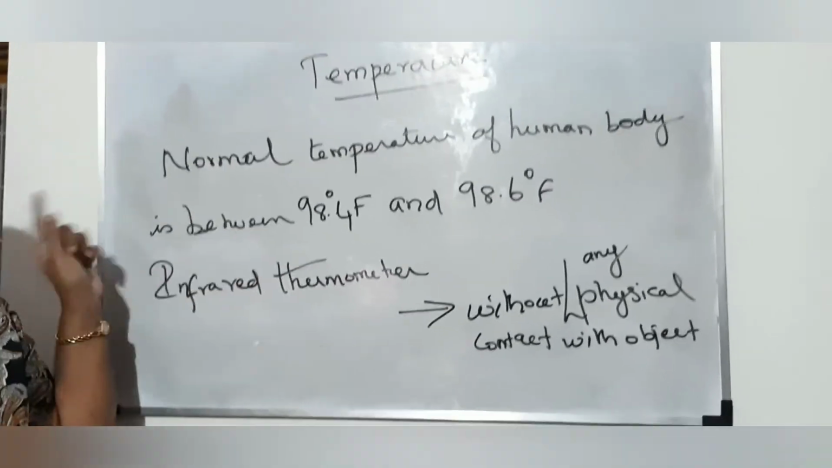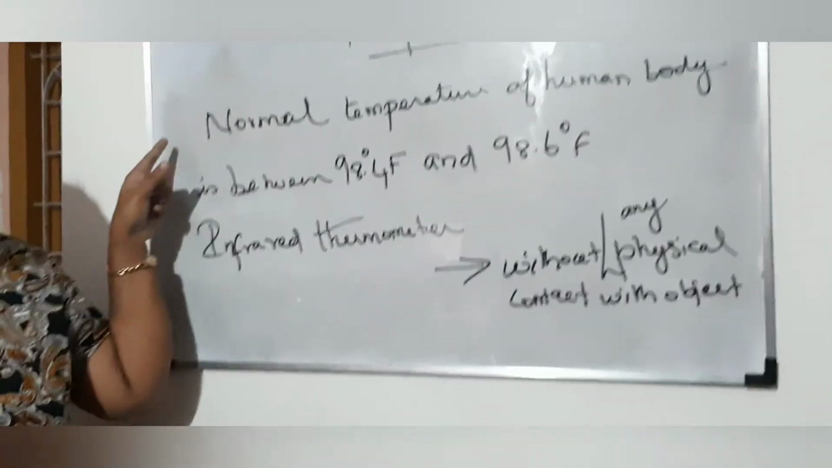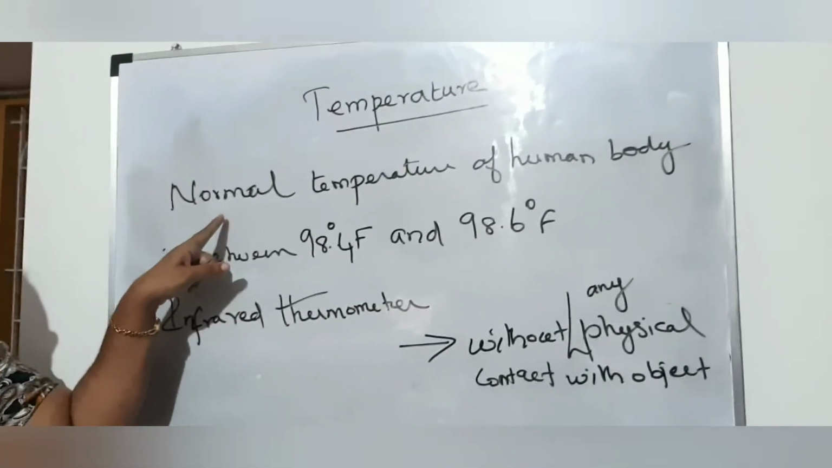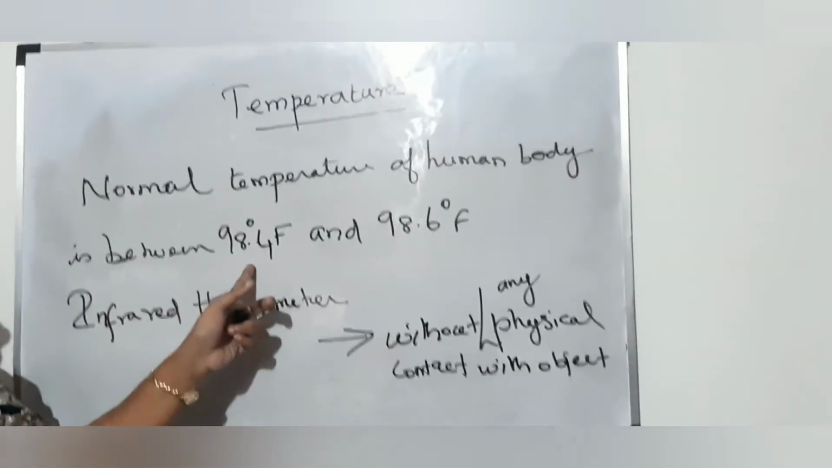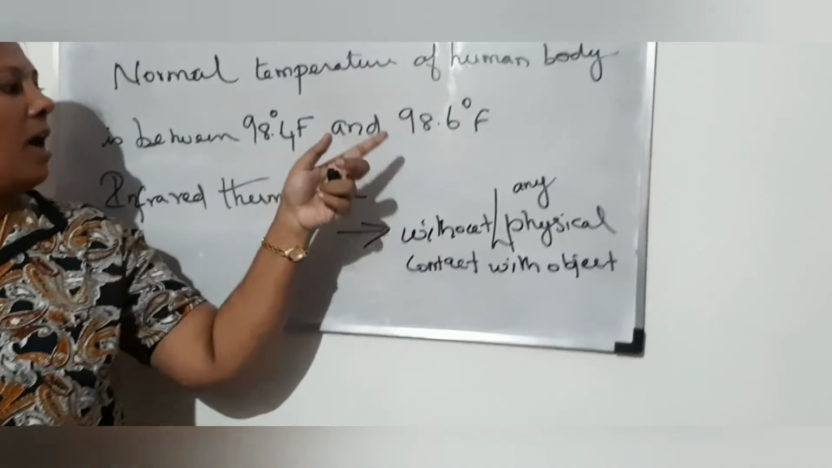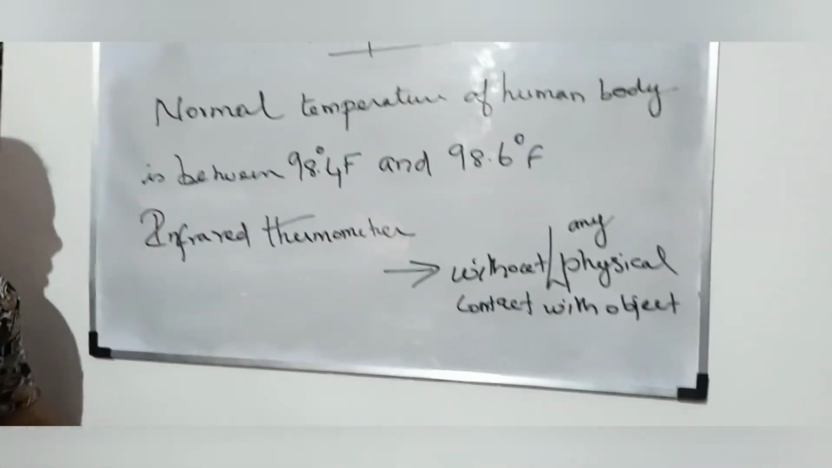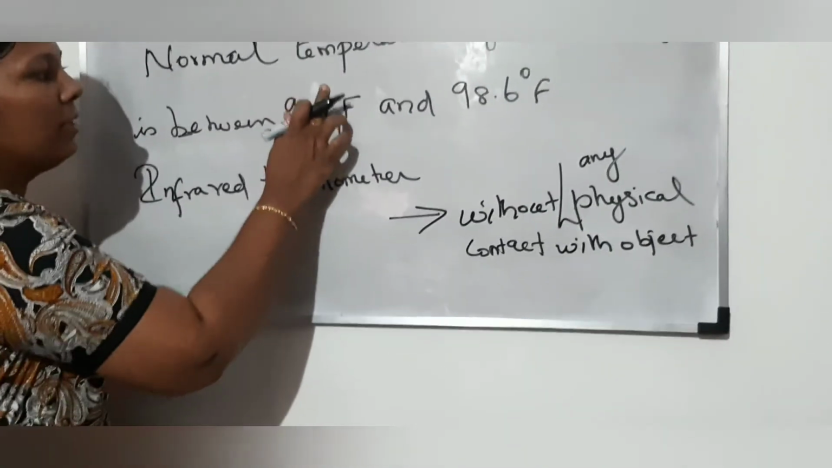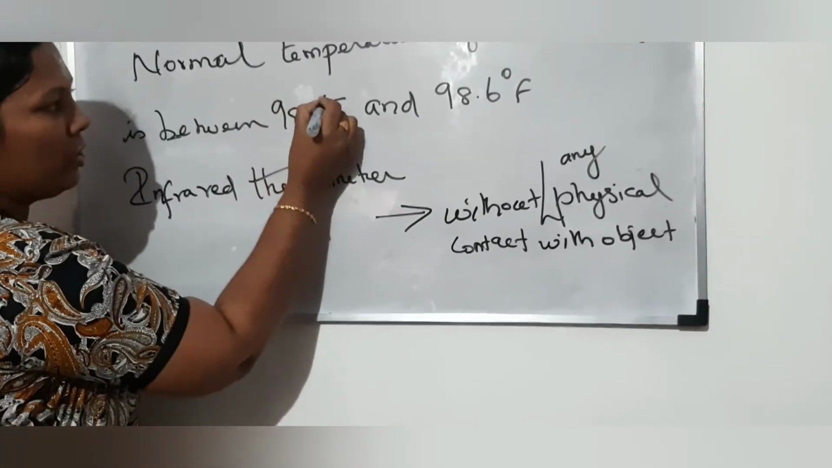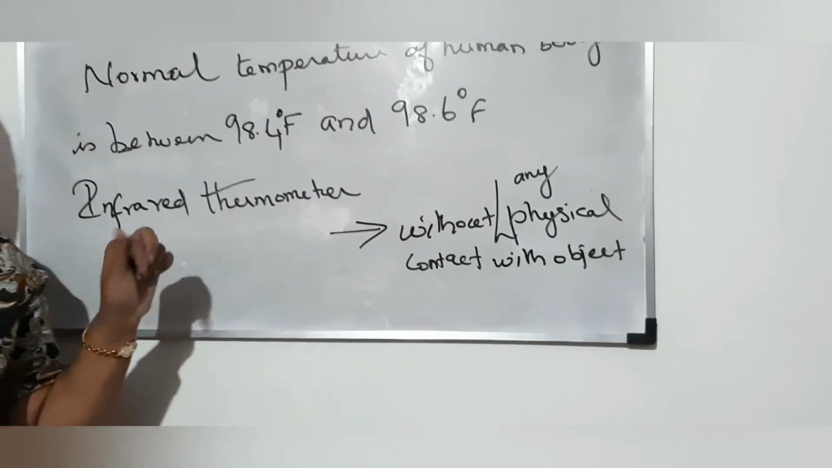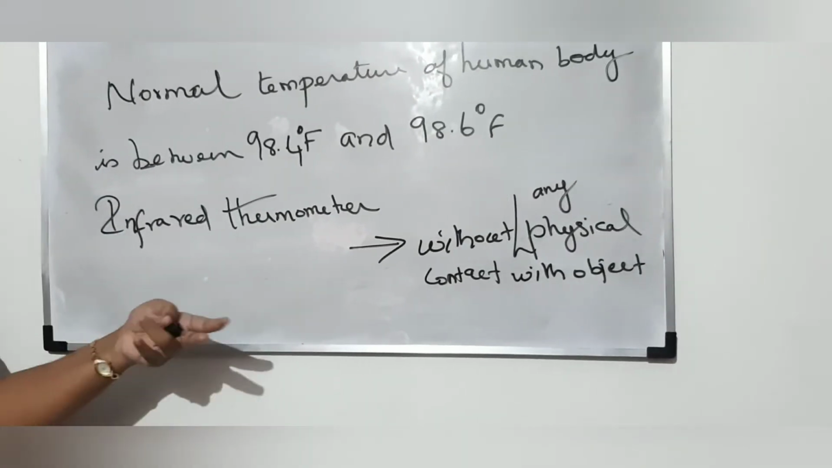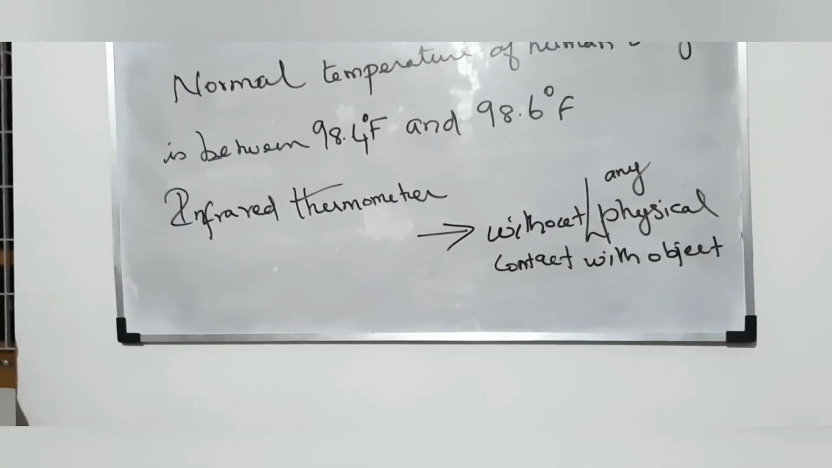So here, what is the information? The normal temperature of the human body is between 98.4 degree Fahrenheit and 98.6 degree Fahrenheit. An infrared thermometer can be used to measure the temperature of any object without any physical contact with that object. That's all.